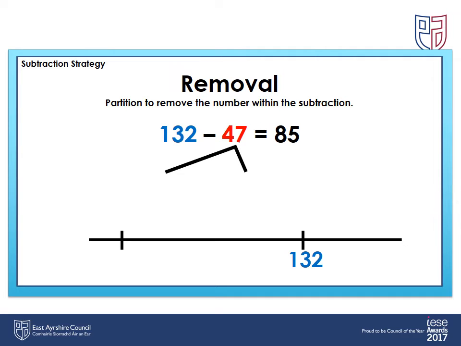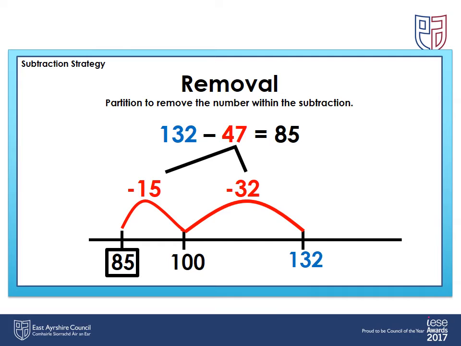I tackled this problem by partitioning the 47 into 32 and 15. By firstly taking away the 32 from 132, I took myself down to a friendly 100. I then subtracted 15 from the 100 to give me an answer of 85. You may have removed the 47 in a different way, but that's okay, as long as you got the answer 85.